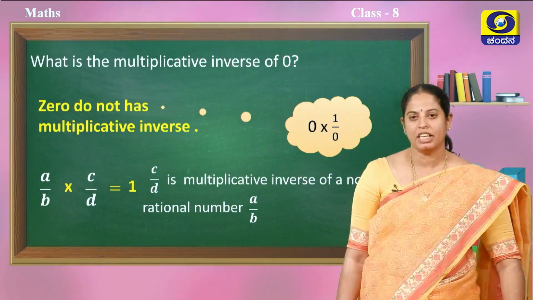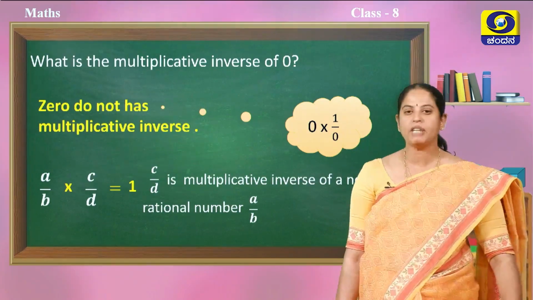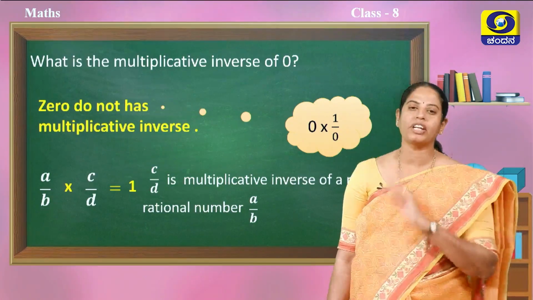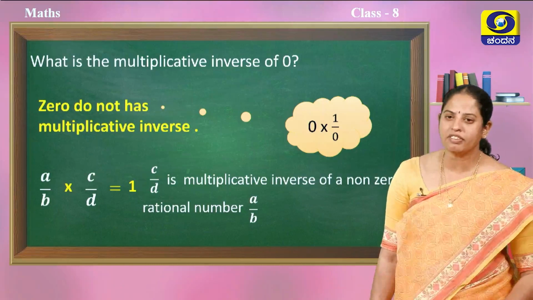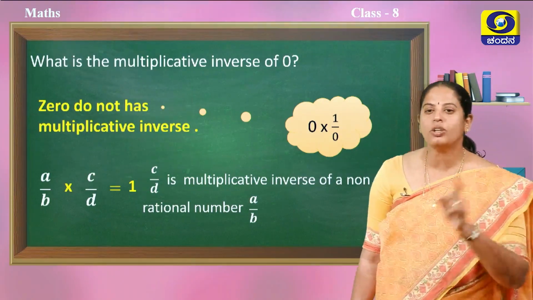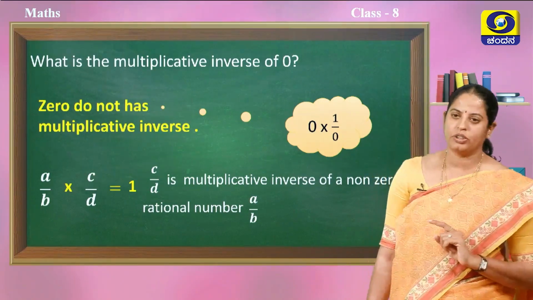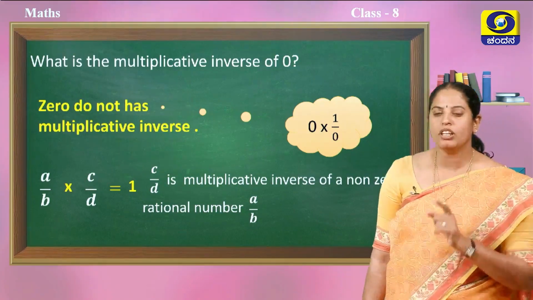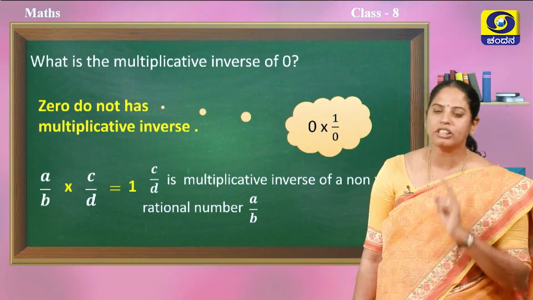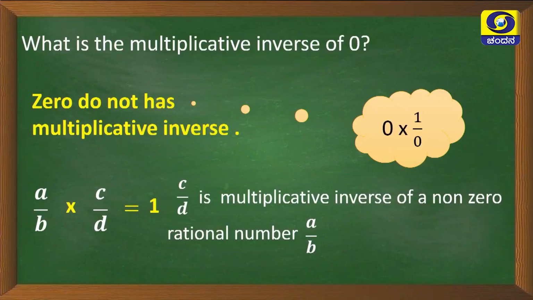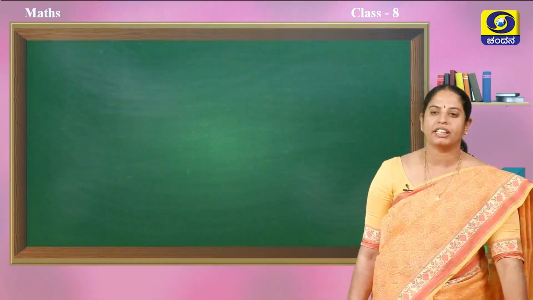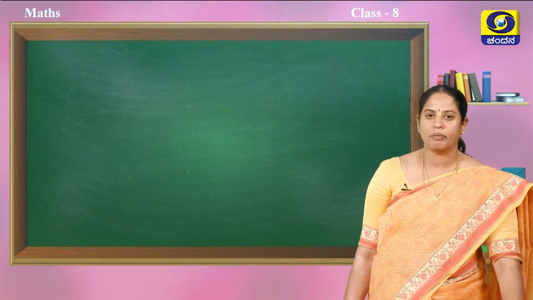In general, if A by B is multiplied by C by D and we get the product as 1, we say C by D is the multiplicative inverse of A by B, a non-zero rational number. So, A by B should be a non-zero rational number. Then we have C by D as its multiplicative inverse. Okay. I think now you understood the inverse property, children.